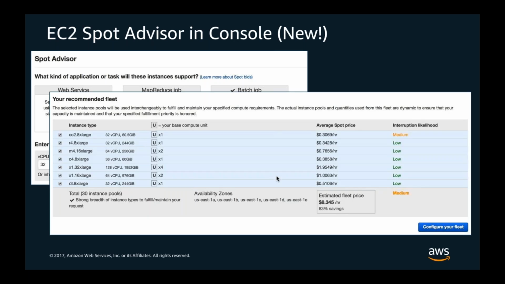And Spot Advisor will go back and return to you what it thinks you should use, right? So it returns a list of recommendations, number of each of those instance types, which availability zones it thinks you should use, and then it tells you what your estimated hourly price is for that spot fleet, and then it shows, in this case, that's translating to 83% savings off of the on-demand price.